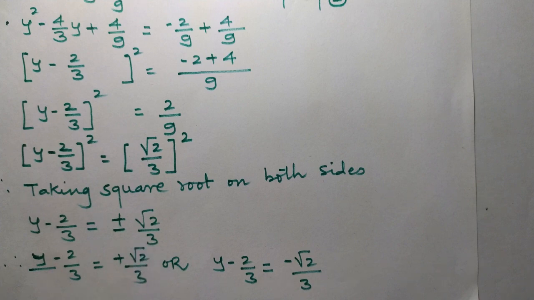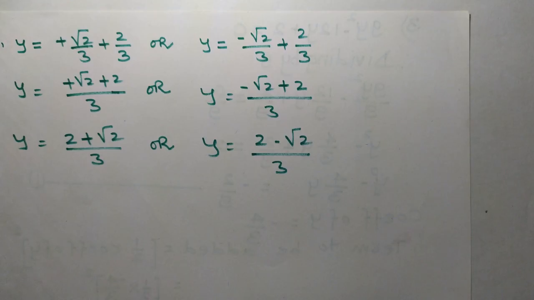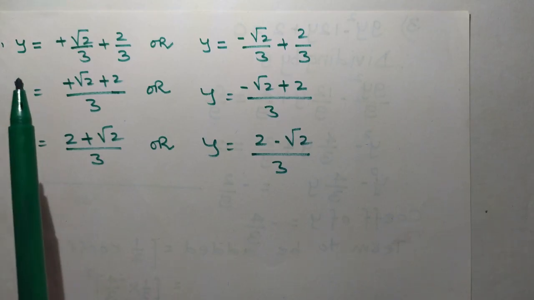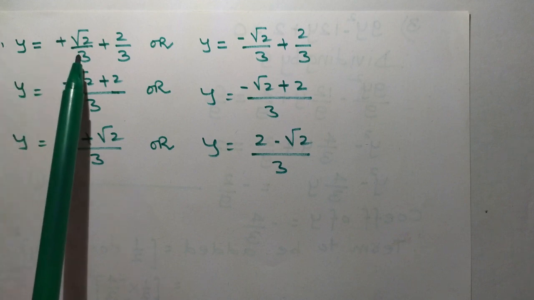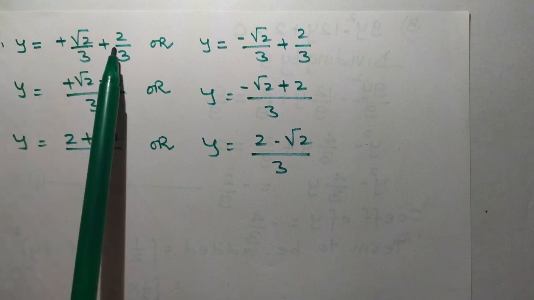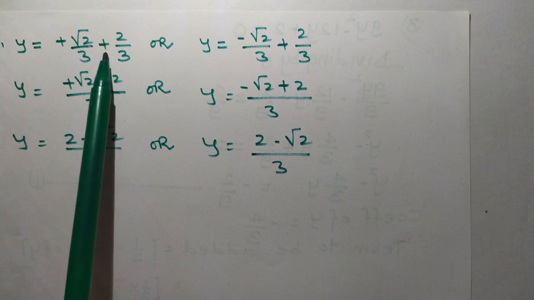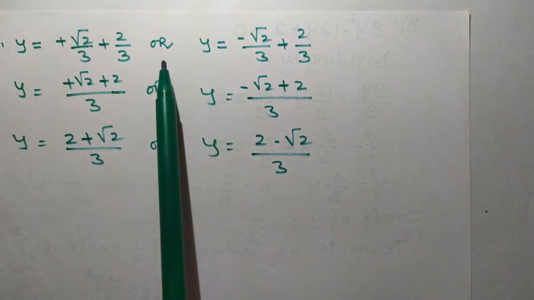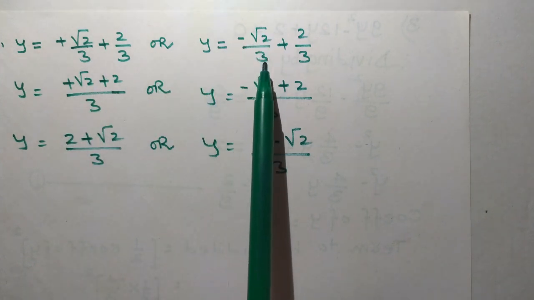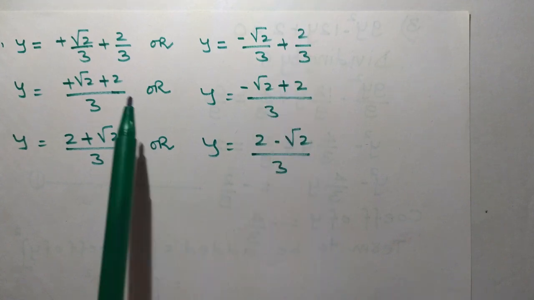That means y minus 2 upon 3 is equal to plus under root 2 upon 3, or y minus 2 upon 3 is equal to minus under root 2 upon 3. Therefore, y is equal to plus under root 2 upon 3, shifting 2 upon 3 to that side, it becomes plus 2 upon 3. Similarly, or y is equal to minus under root 2 upon 3 plus 2 upon 3.